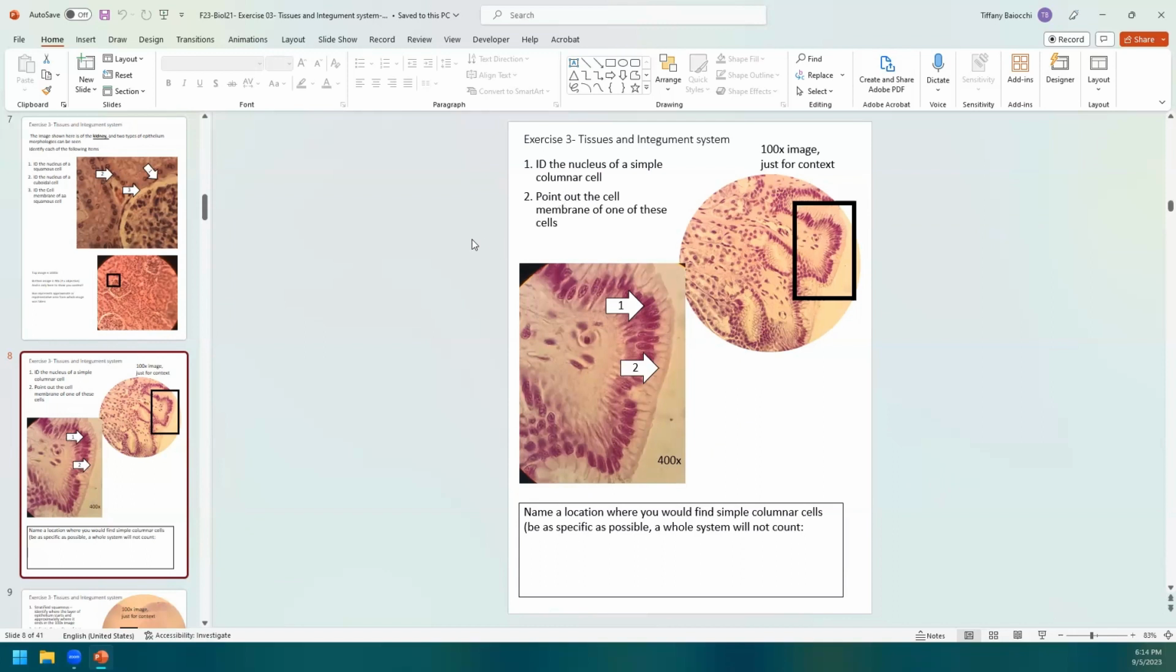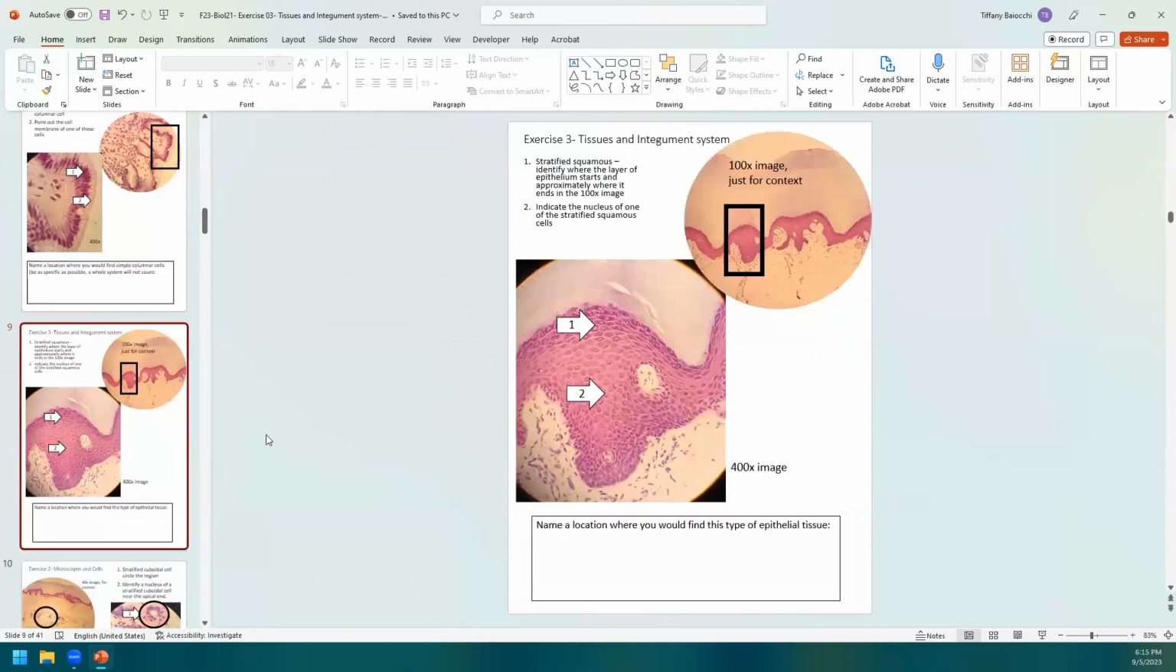Number two is point out the cell membrane. Here, what I'm pointing out is that little thin layer in between the two cells. That's going to be the periphery of the cell, or the cell membranes of adjacent cells. Now, this one also asks to name a location where you would find simple columnar cells, as specific as possible. This one, like I said, was taken from the fundus of the stomach, so it's something you'll find a lot of in your digestive tract, particularly in the stomach.